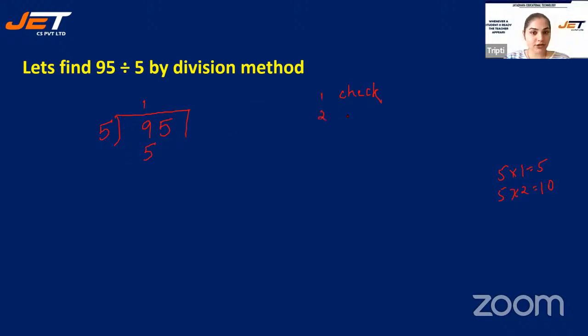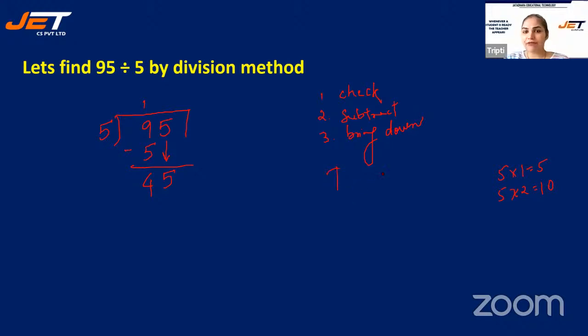Do you remember yesterday I told you the first step is check. Second step is subtract. Now you will subtract 9 minus 5. What is 9 minus 5? So here 9 minus 5 is 4. Subtraction done. Third step is bring down. Is there anything to bring down? Yes, there is 5 to bring down. You will bring down 5. Now this has become 45.